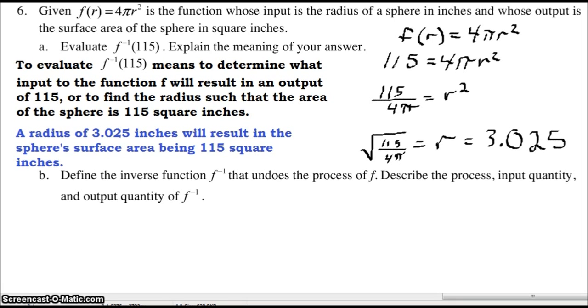So let's talk about this in a couple different ways. First, notice what f does to the radius. It squares it, then it multiplies by 4 pi. So if we want an inverse function, it'll have to divide by 4 pi, then take the square root. It will do the opposite. And we've actually got our formula for the inverse right here.